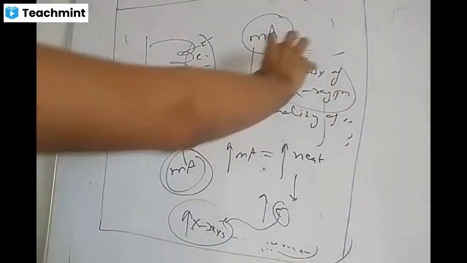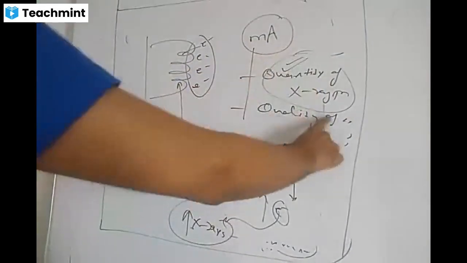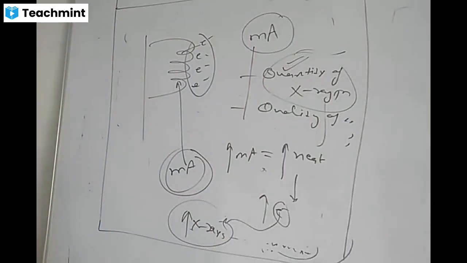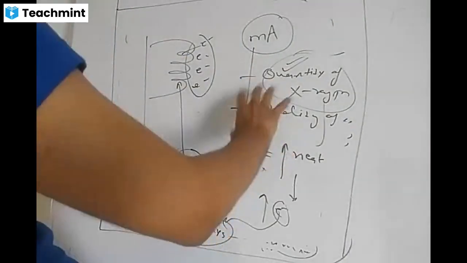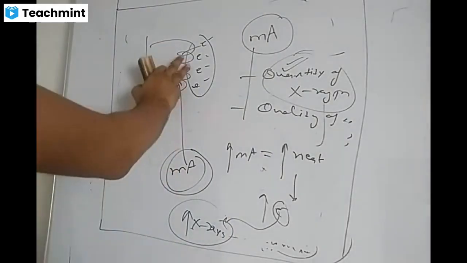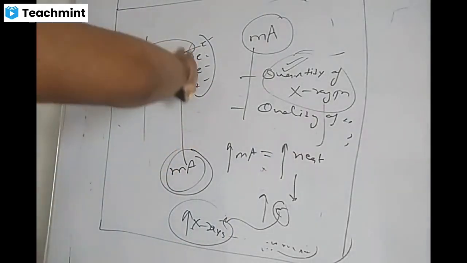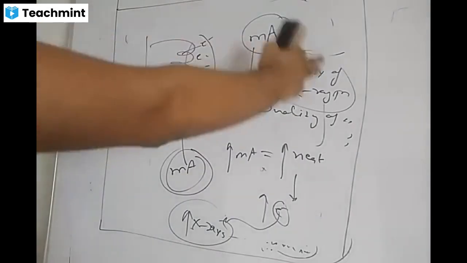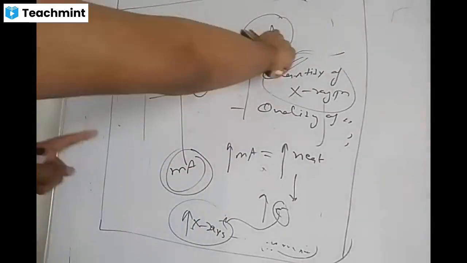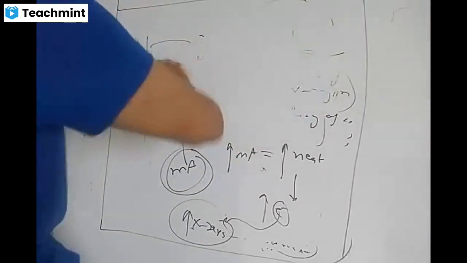So milliampere is directly related to the quantity of X-ray produced. Not quality, it is quantity. The quality of X-ray produced is directly proportional to kVp, which we see after this topic. So milliampere is directly related to heating of the filament, more electrons, more will strike, more X-rays will be produced.